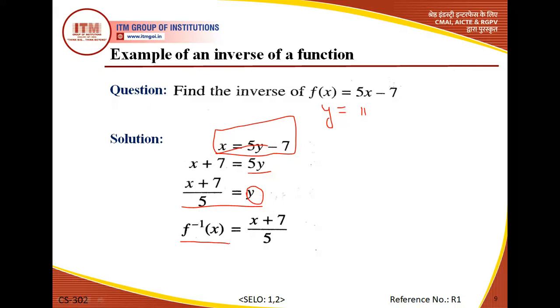So we basically have four steps. The first step is that you have to write y instead of f(x). Then the second step is that you have to swap the variables. Then you have to get the value for y. Then you have to put f inverse of x instead of y. So it would become f inverse of x = (x + 7)/5. I hope how to find the inverse of a function is pretty much clear from this example.